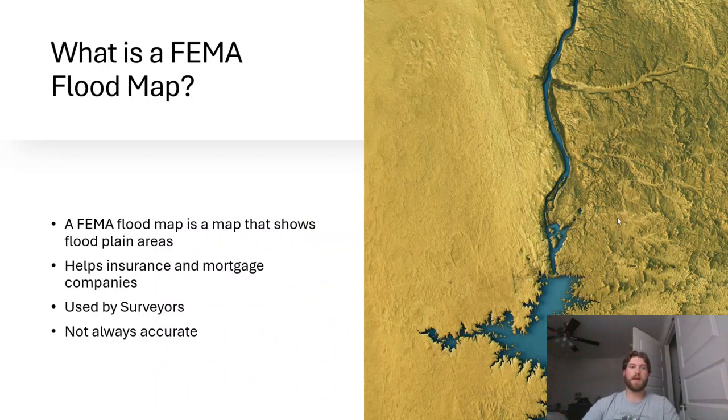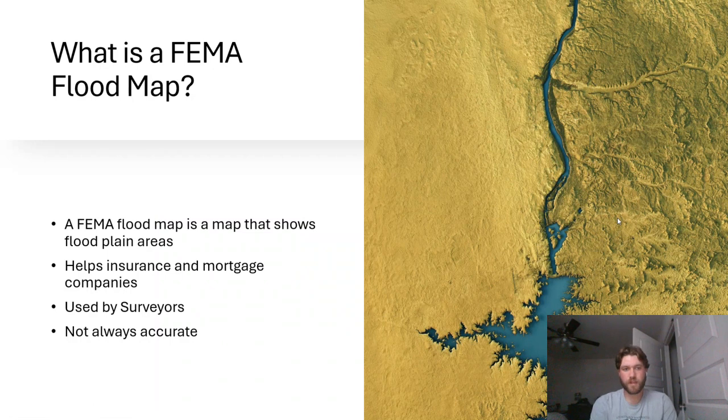A FEMA flood map is a map that shows floodplain areas. These are typically very broad areas, but they are useful because they are open to the public, and a lot of companies actually use these FEMA flood maps. More specifically, insurance and mortgage companies. If you're in a moderate to high flood risk area, chances are you're going to have to pay flood insurance, and insurance companies look at these FEMA flood maps to see who needs to be paying flood insurance.